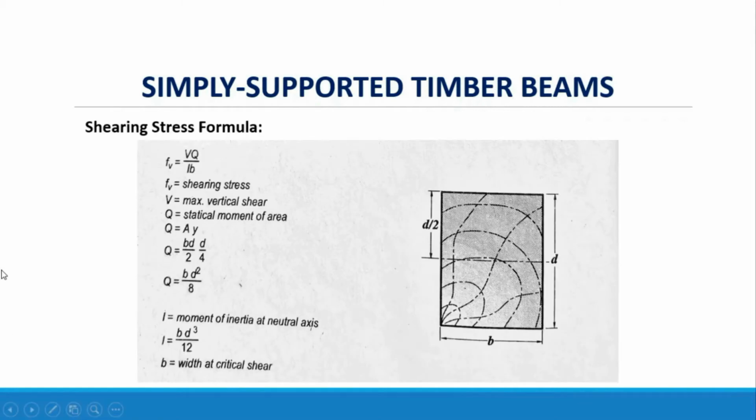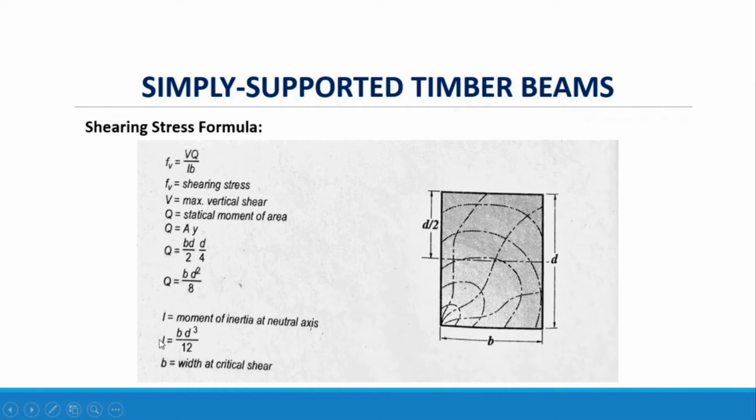The formula for shearing stress, f sub v, is equal to VQ over Ib, wherein V is equal to the shear force, or the maximum vertical shear, while Q is equal to the statical moment of area, and Q is equal to Ay, where the area is equal to bd over 2, which is half of the area of the cross section above, and we multiply by 1/4 of the height. Q is equal to bd squared over 8.